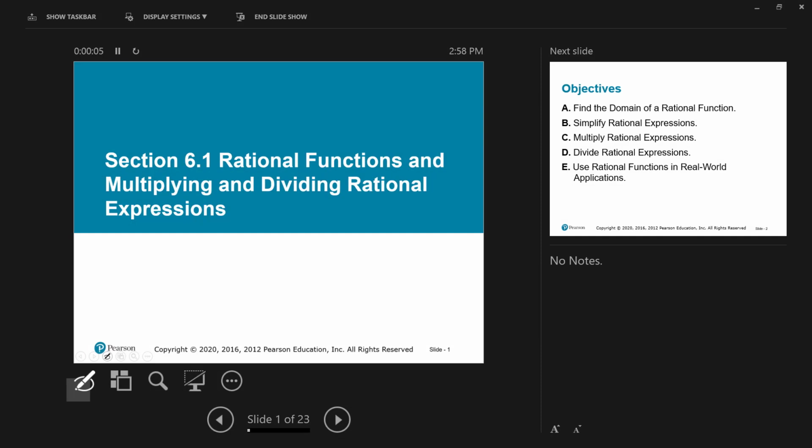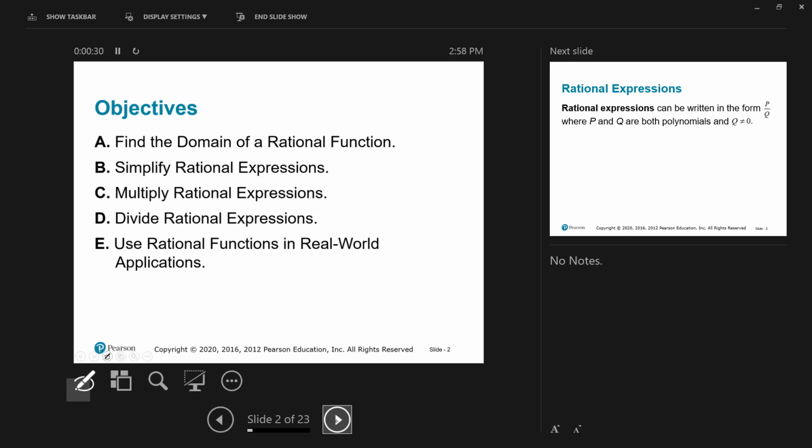So in this particular section, we're going to be talking about multiplying and dividing rational expressions. Remember, rational means we are dealing with a fraction, and expressions means there's no equal to sign. So if there's no equal to sign, we're not doing any solving whatsoever. Remember that. Here are our objectives for this particular section.